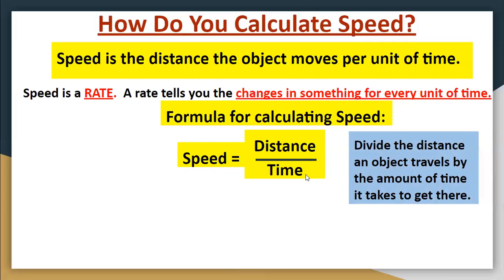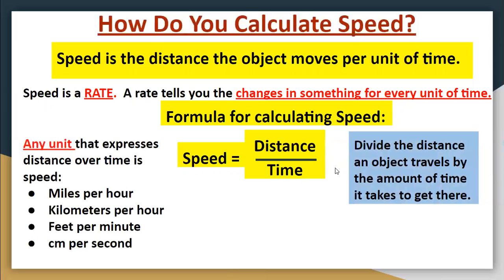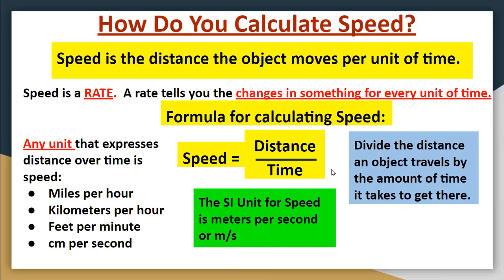Divide the distance an object travels by the amount of time it takes to get there. So any unit that expresses distance over time is speed. You might have it in miles per hour, kilometers per hour, feet per minute, centimeters per second, meters per second, inches per hour, all kinds of ways. As long as you have a distance and you have a time, it's speed. The SI unit, or the standard unit for speed, is going to be meters per second, and it's written as m/s, meters per second.